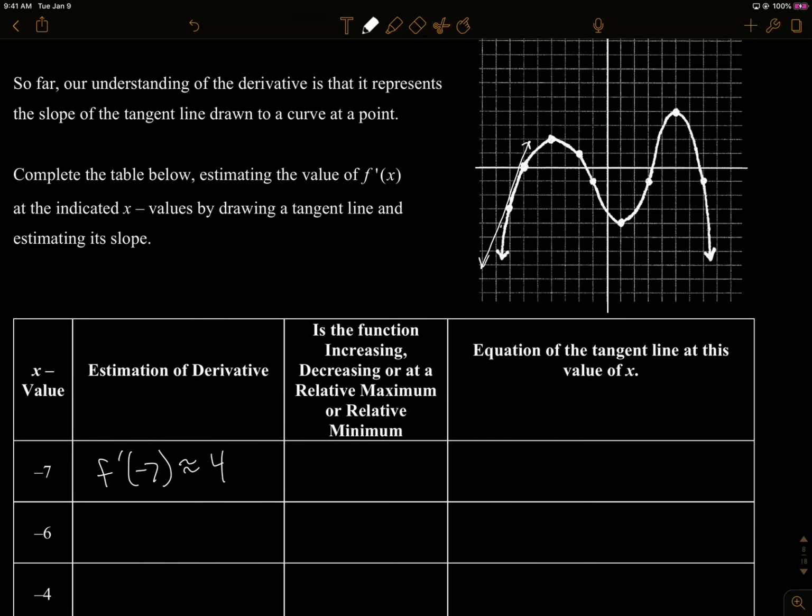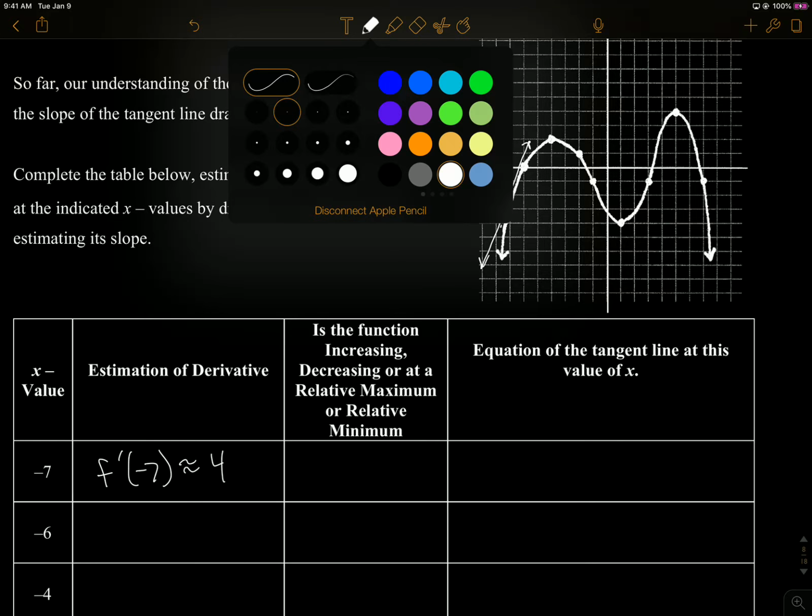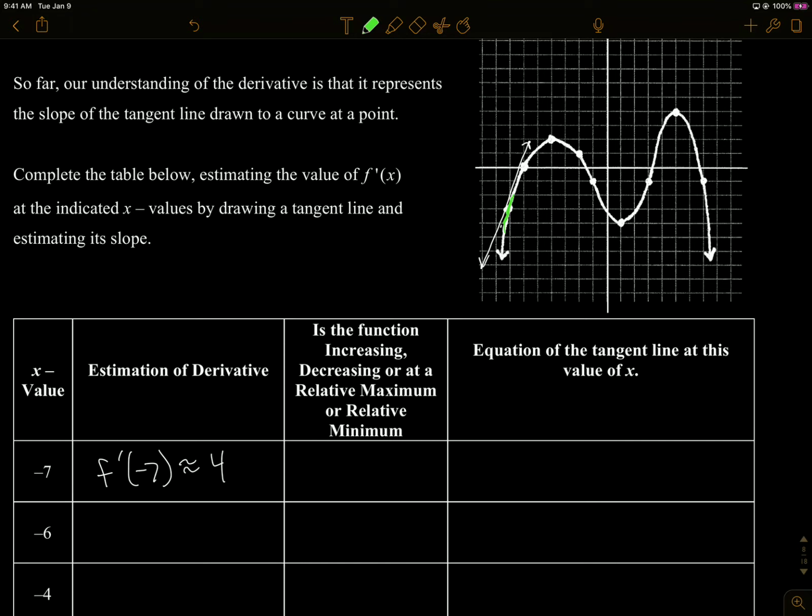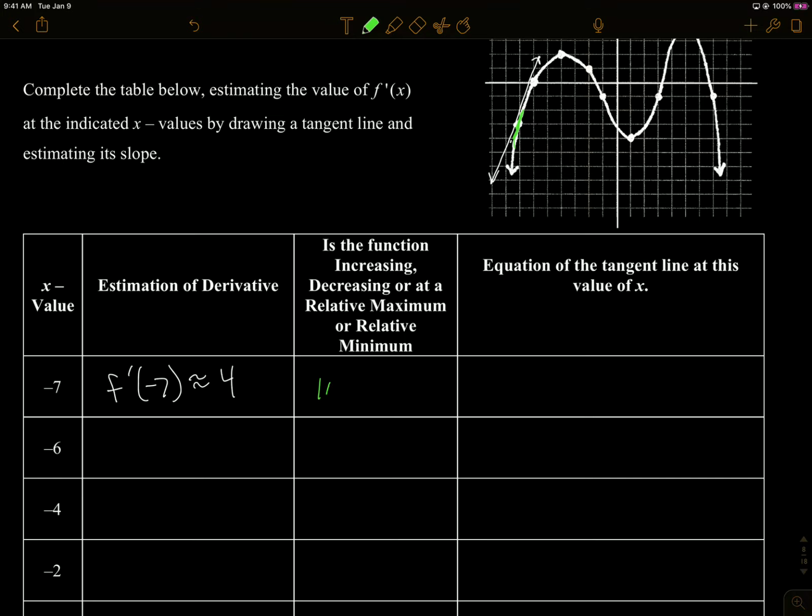Is the function increasing, decreasing, or a relative max or min at that point? So at this point of tangency, the function itself is going upwards. So we're going to say that the function is increasing.